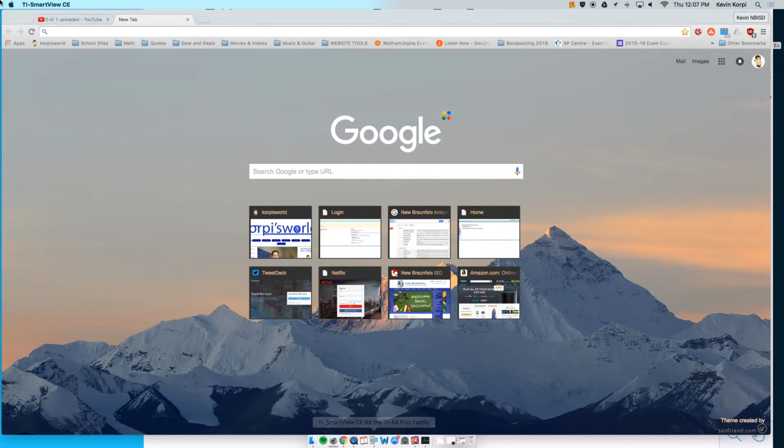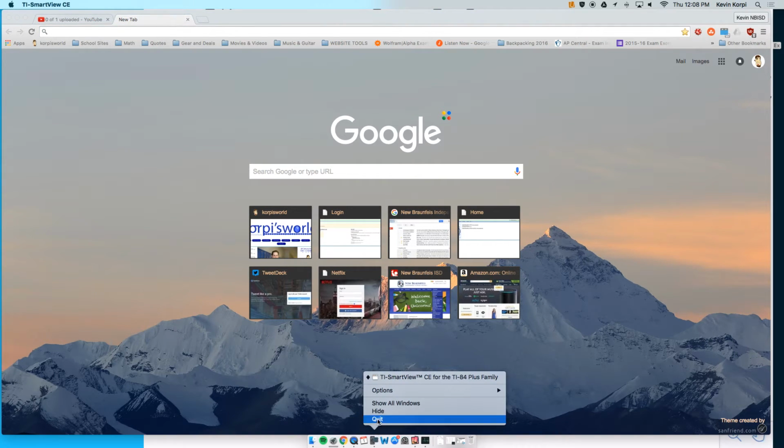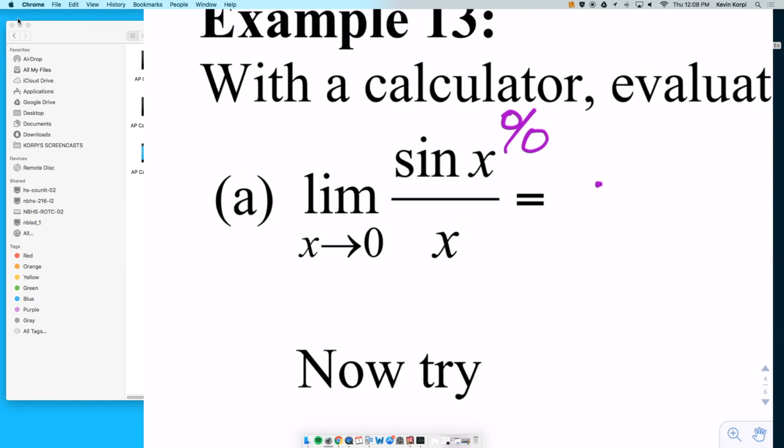Why is it not showing? It's not showing up. Okay, so imagine I'm typing it in. There it is. As soon as I quit, it goes away. It shows up. Y equals sine of x over x.